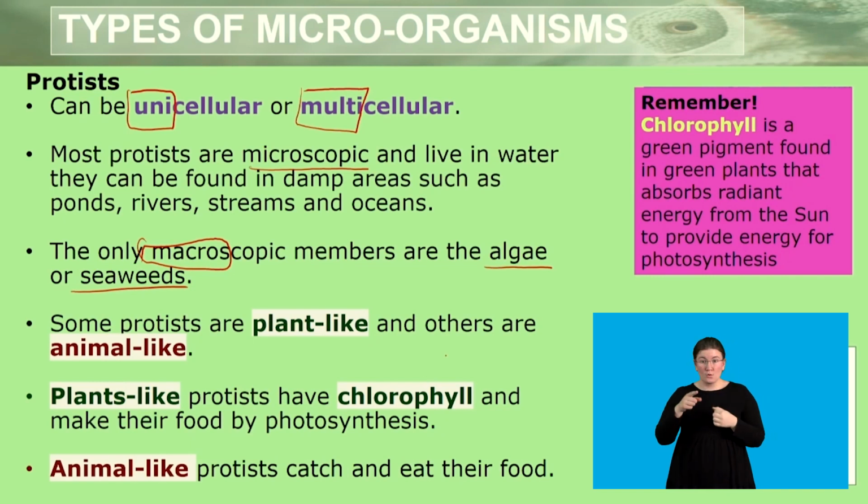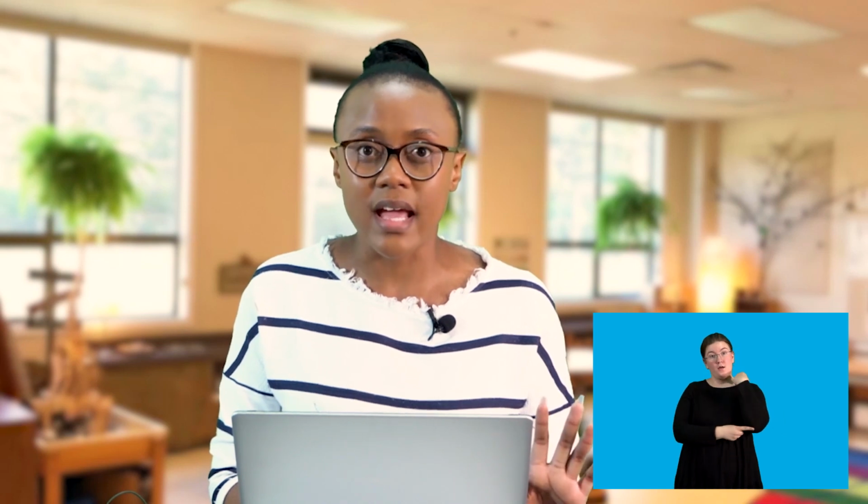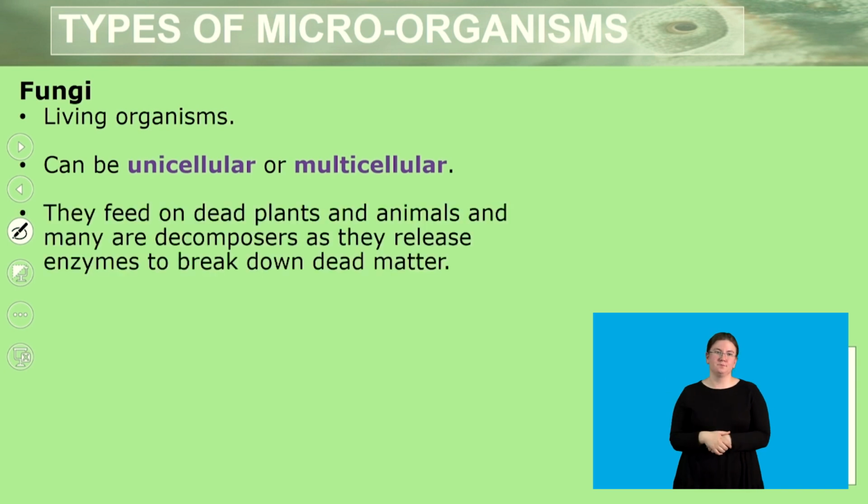So you know that the plant-like protists use chlorophyll to make their own food. How are the animal-like protists making their food or nourishing themselves? The animal-like protists catch and eat their own food. The last microorganism that we are looking at is fungi. These are living organisms that can also either be unicellular or multicellular, just like the protists.